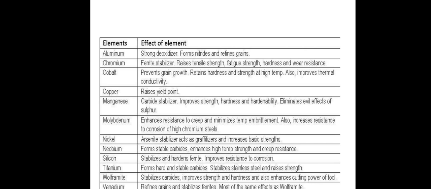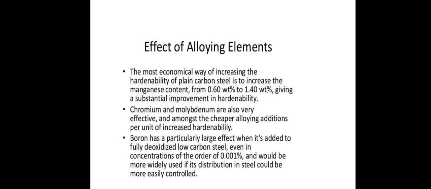Here in the table we can see the elements. Before that, we will see the effects of alloying elements. The alloying element in steel affects the stability of the phases, the relative amount of the phases, and how the phases are distributed throughout one another. Thus, the alloying element affects and controls the properties of steel. Alloying elements such as nickel, manganese, copper, and cobalt tend to stabilize austenite.